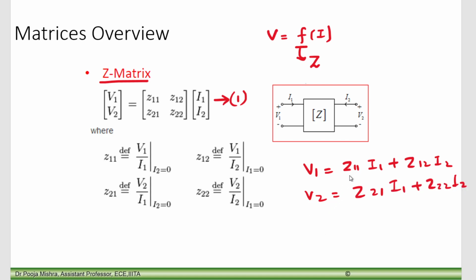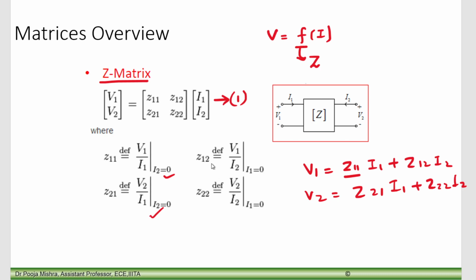If you want to determine Z11, Z11 will be V1 over I1 when I2 is equal to 0. Z21 will be V2 over I1 when I2 is equal to 0. Z12 will be V1 over I2 when I1 is equal to 0, and Z22 will be equal to V2 over I2 when I1 is equal to 0. This means these parameters are defined only when the other port is open circuited, right? I equal to 0 means the port is open circuited.